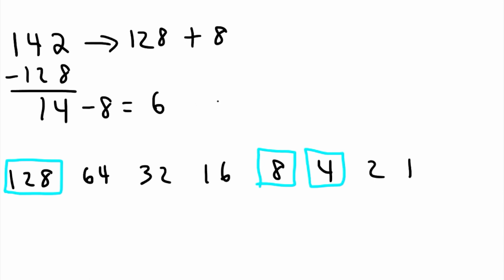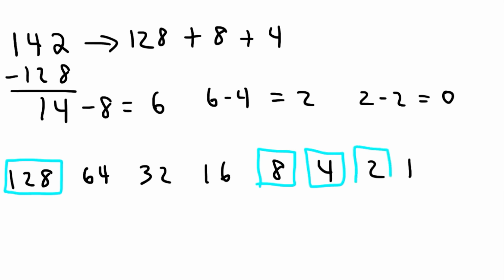So if we subtract 6 by 4, that will give us 2. So let's put the 4 here. And then 2 minus 2 will give us 0. So we could stop at the 2. And so you could check it.